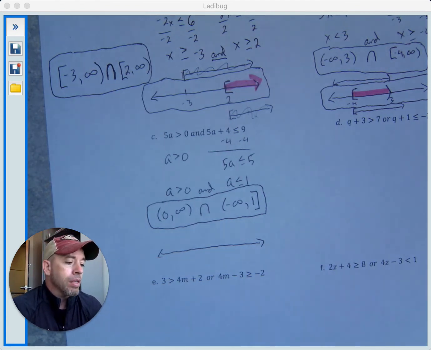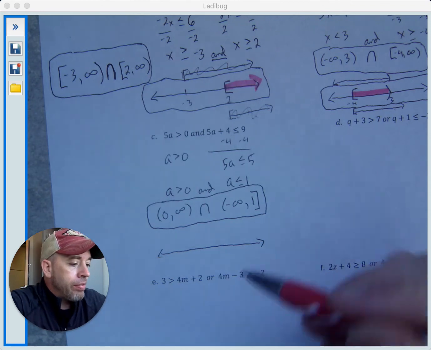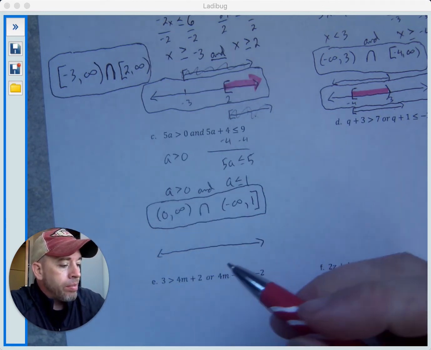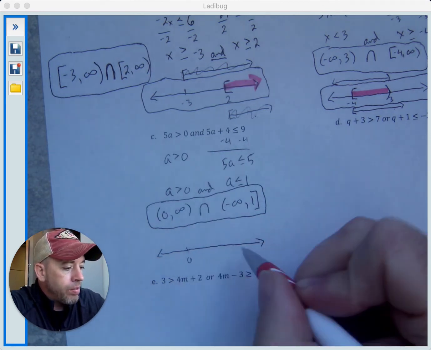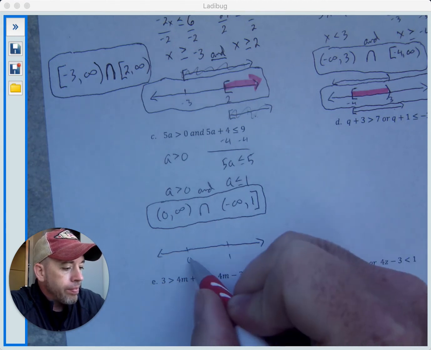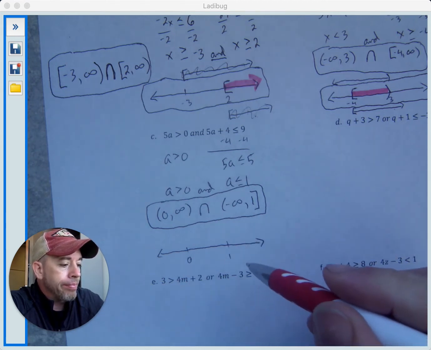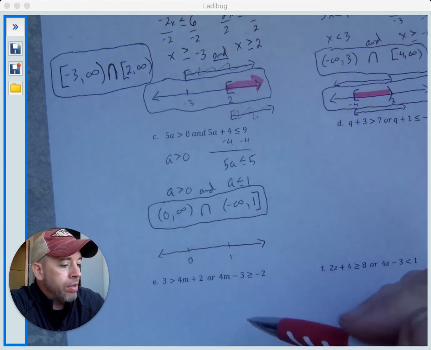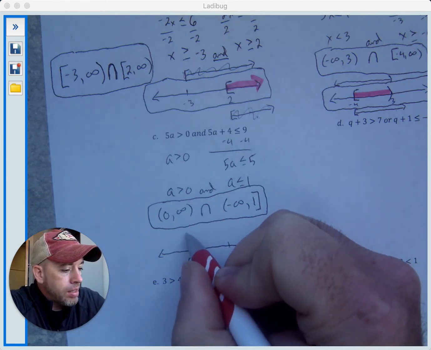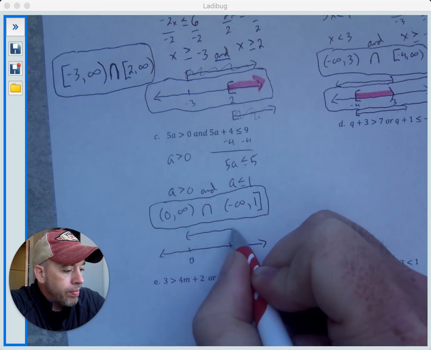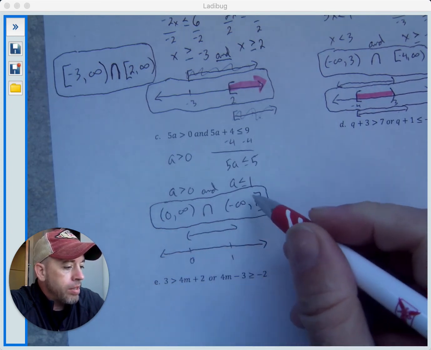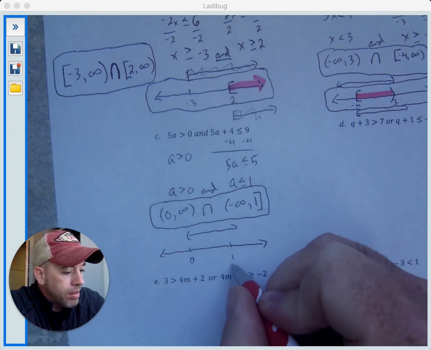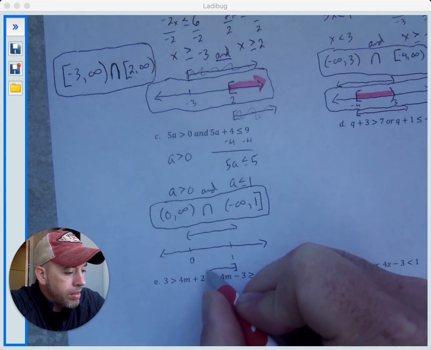Okay. So if I graph part of it above, a is greater than 0, I'll put a 0 somewhere and a 1 somewhere. Right. 1 is bigger than 0, so it needs to go to the right. But so a is greater than 0. That would look like this. A is less than or equal to 1. That would look like a bracket and going this way.